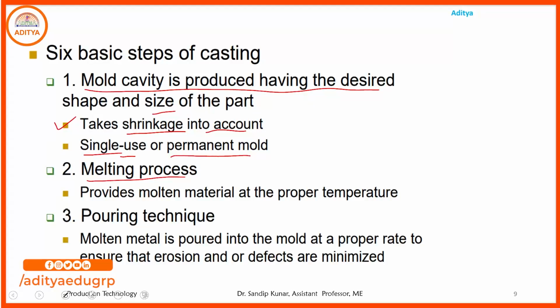Another is the melting process. What happens in the melting process? We provide the molten material at the proper temperature. At a particular temperature we prepare the molten material in the furnace. And third is the pouring technique.